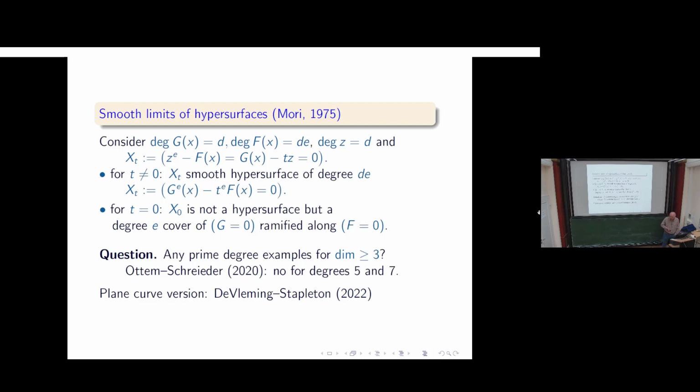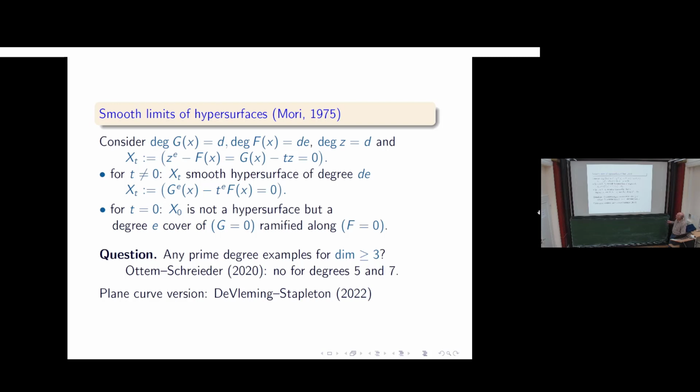Then the other problem of this is that it sort of misses some natural smooth degenerations of hypersurfaces. I think it was more in his master's thesis that he wrote down this series of degenerations of hypersurfaces. So you start with these two equations, where one degree is a multiple of the other, and you write down this equation. Then when t is non-zero, you can use this to eliminate z, and you get just g to the e minus this.